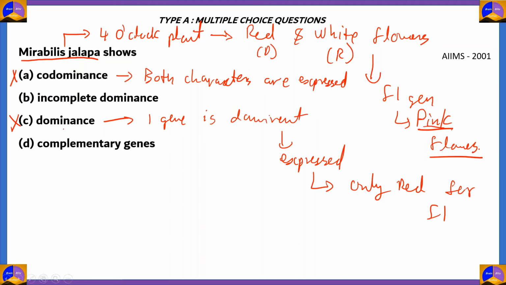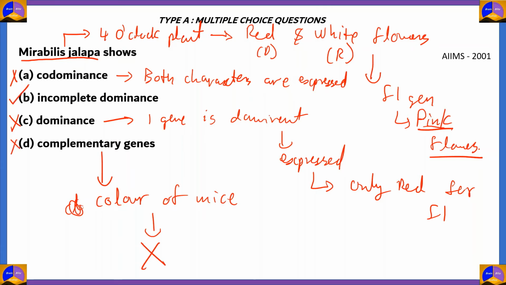What about complementary genes? Complementary genes are found in dictating color of mice. And they have no role in the color of the 4 o'clock plant. So option D is incorrect.